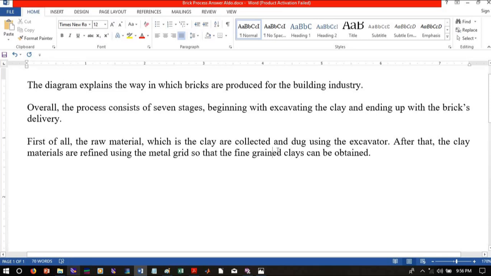Grain is a technical word here for anything that relates to sedimentary rocks. I mean the constituents or the components of rocks. Okay, basically this is related to geology. So fine means something that's very smooth. The antonym of fine is coarse. So what we are trying to get is that from refining the clay, we can get these fine grain clays.